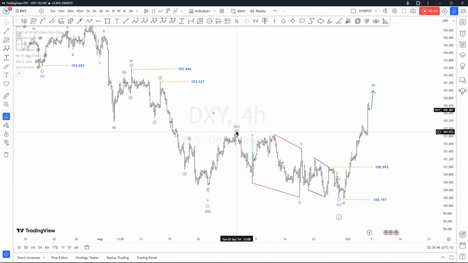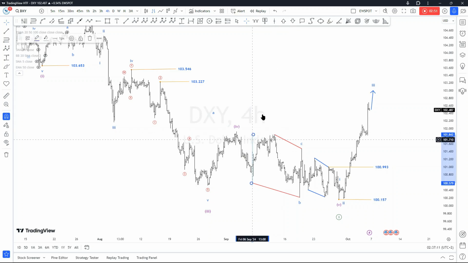This is wave 1, wave 2, wave 3, wave 4, and then wave 5, according to many people. But if you measure this move from there to there, and then take that measurement and project it from the beginning of wave 2 till its end, what you will find is that we actually have a possible wave 4 that is bigger than our wave 2, and that's wrong.